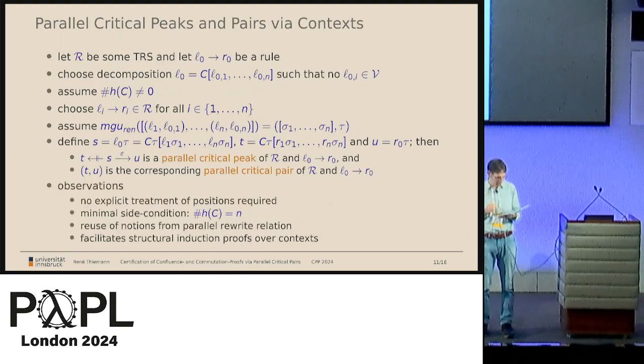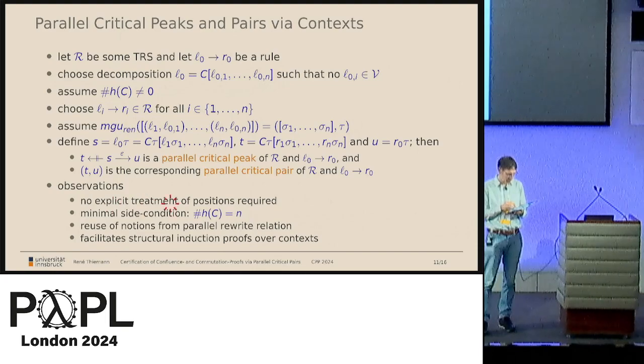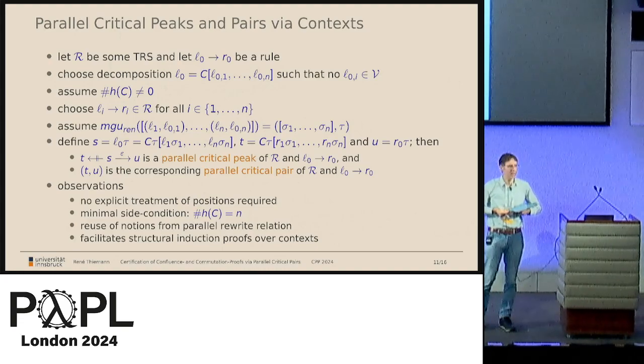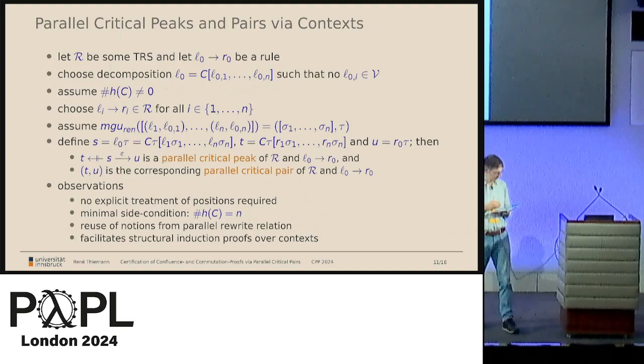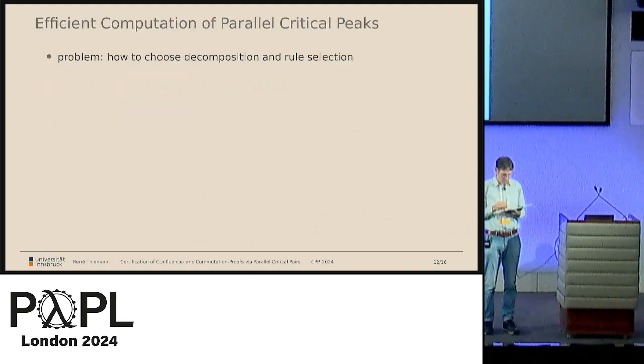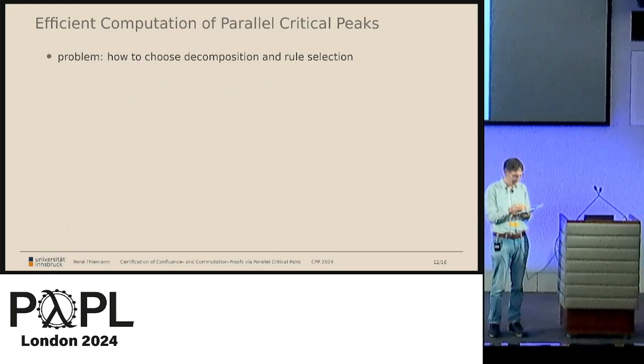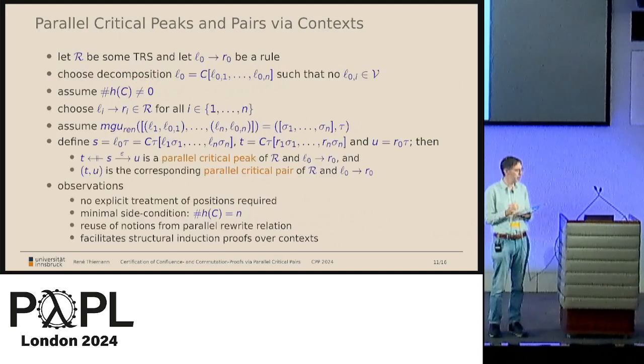So in this definition, there is no treatment of positions required, no orthogonality. It's all implicit in the context, right? And since this is in sync with the rewrite relation, we can do easy structural induction over the context to then prove properties. Okay, for time reasons, I just tell you that with this definition you can also easily define an algorithm which computes all these decompositions which are required here.